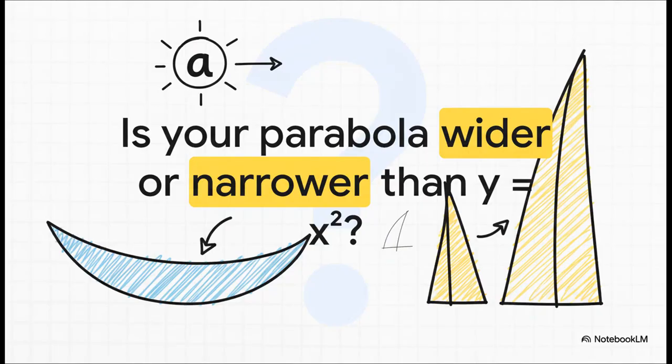Next up, you're going to compare your parabola's width to the most basic standard issue parabola out there, y equals x squared. That a value you found, it controls this too. Is your creation a wide, gentle curve, or is it a steep, narrow one? This is really a question of scale and proportion.